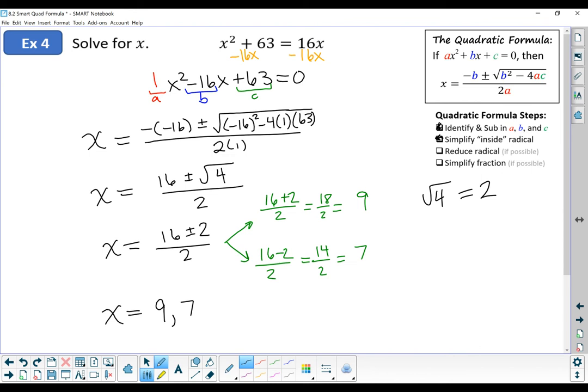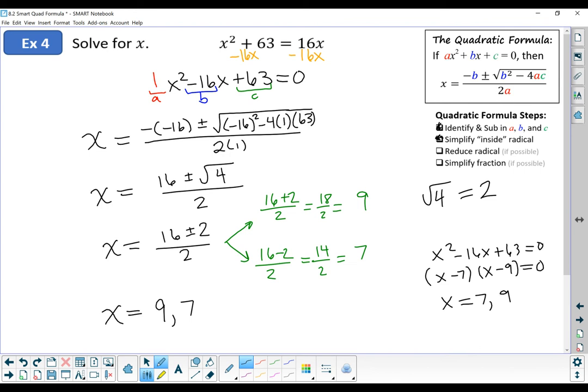And if you use the quadratic formula and you get down to your answers and they are whole numbers, you know what that means? It means that your quadratic was factorable. X squared minus 16x plus 63 is factorable. The factors of 63 that add up to negative 16 are 7 and 9, both negative in the factors, which gives us the solutions 7 and 9.